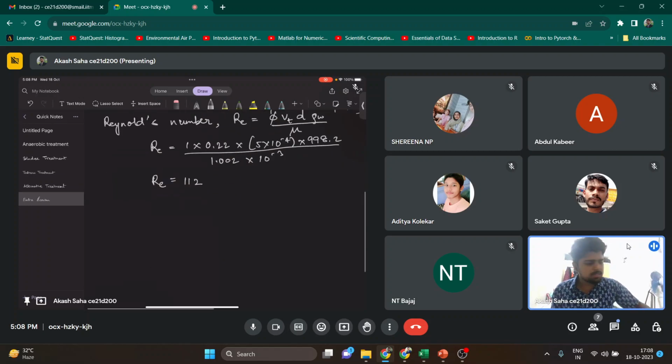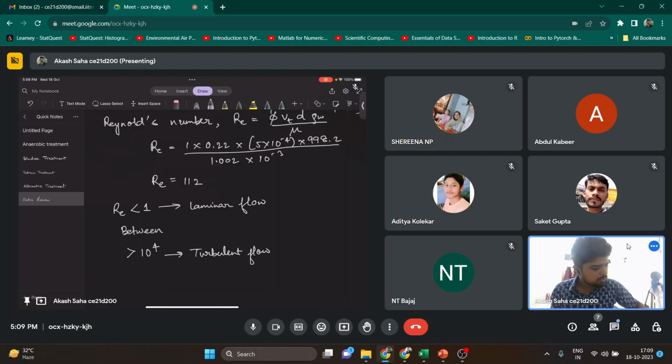So we have to remember these things. If my Re is less than 1, it is laminar flow. If my Re is greater than 10 raised to power 4, it is turbulent flow. And in between these two values, it is transitional flow. Okay, so this is transitional.